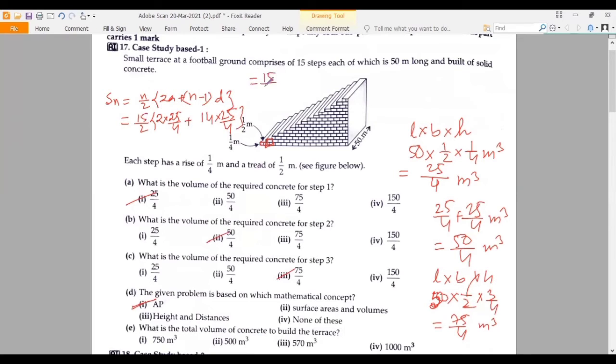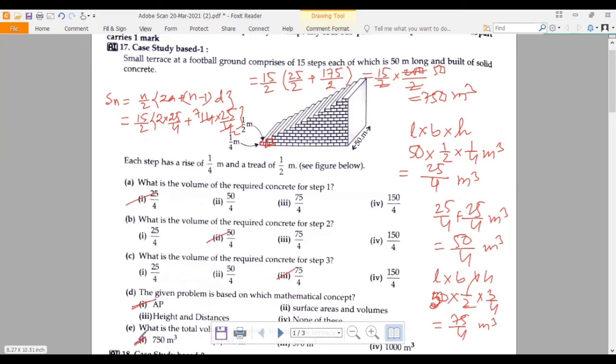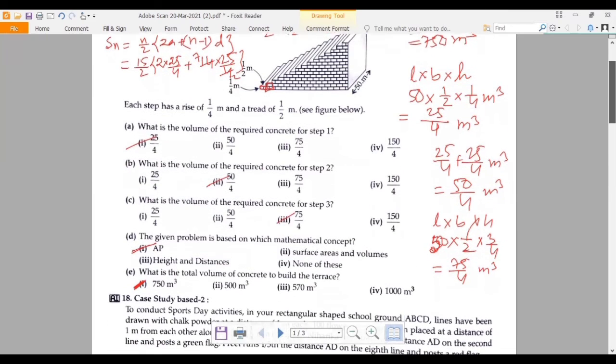So here we are getting 15 by 2, then cancel it, 25 by 2 plus 7 into 25 by 4, so 175 by 2. Okay, that means 15 by 2 into, here you will get 200 by 2, same, 2 to 4, so 750 meter cube is the volume. So here what is the volume? 750 meter cube is the volume of the whole concrete terrace.